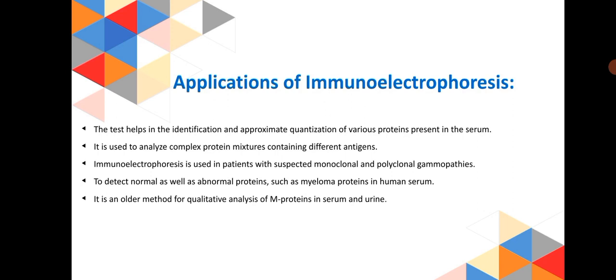Applications of immunoelectrophoresis. The test helps in the identification and approximate quantitation of various proteins present in the serum. It is used to analyze complex protein mixtures containing different antigens. Immunoelectrophoresis is used in patients with suspected monoclonal and polyclonal gammopathies. It is also used to detect normal as well as abnormal proteins such as myeloma proteins in human serum. It is an older method for quantitative analysis of M proteins in serum and urine.